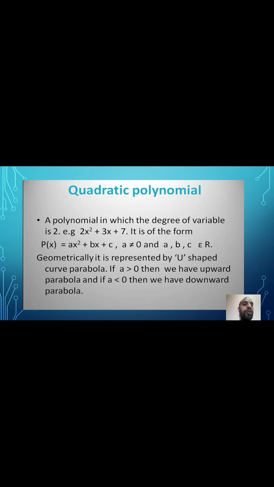So next we have the quadratic polynomial. Quad means 2. So in a quadratic polynomial the degree of the variable is 2. The maximum degree of the variable is 2. So you can see 2x raised to power 2, 3x plus 7. Check all these parts once again. The maximum degree of x is in the first part, where it is written x raised to power 2. That's why it is a quadratic polynomial. Its standard form is ax square plus bx plus c, where a is not equal to 0 and a, b, c are real numbers. If you want to represent this geometrically in a graph, you will get a U-shaped curve.